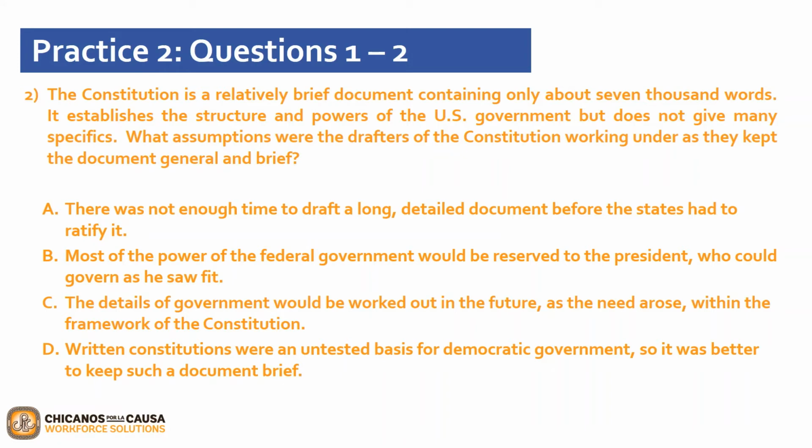C, the details of government would be worked out in the future as the need arose within the framework of the Constitution. So that seems about right, being that we saw some amendments change throughout time, the abolishment of slavery, and giving women the right to vote. And then D, written constitutions were an untested basis for democratic government, so it was better to keep such a document brief, which is absolutely not true.